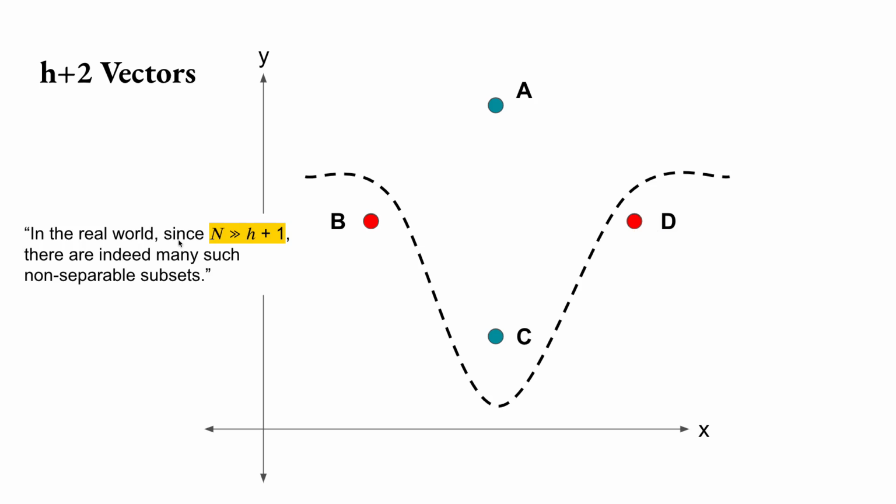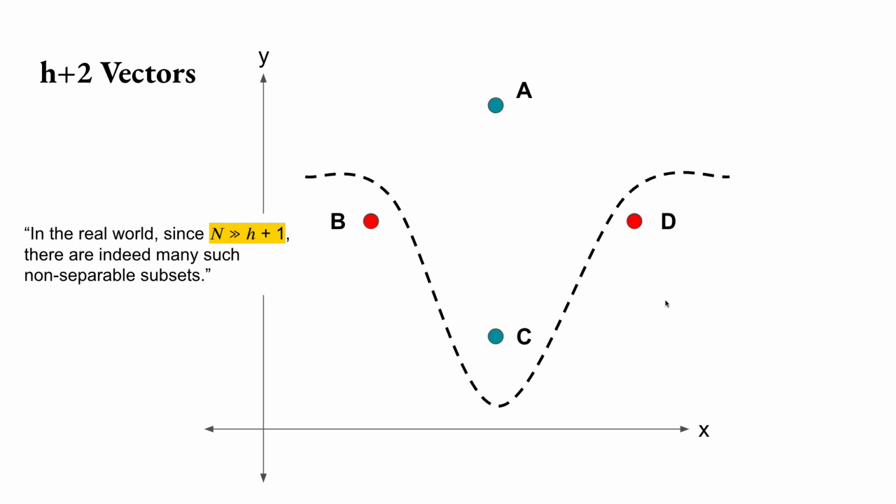So in the real world, since our number of documents is greater than h plus 1, there are indeed many such non-separable subsets. So even with h plus 2 vectors, we have this situation. Obviously, we imagine millions of documents. You're going to have all sorts of pockets of relevant documents that you can't linearly separate from irrelevant documents.